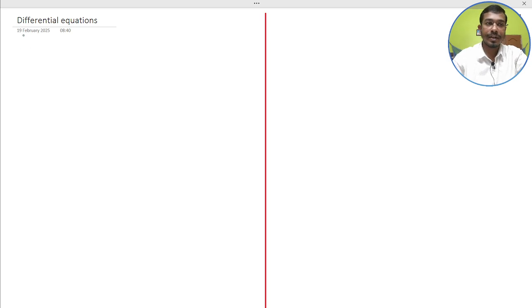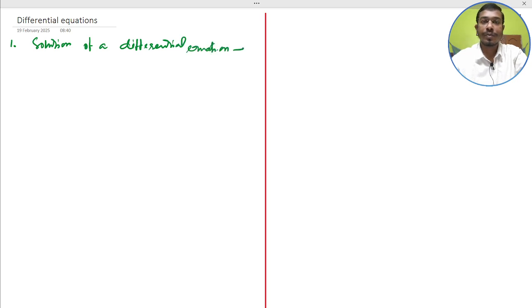So the first one is the solution of a differential equation. The solution of a differential equation: a function which satisfies the given differential equation is called the solution of the differential equation.